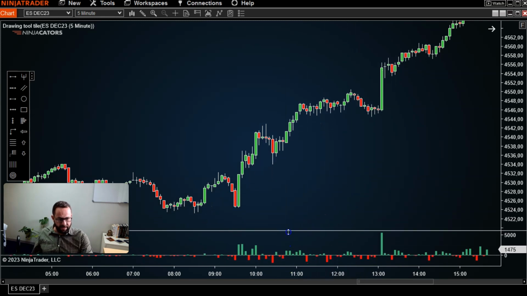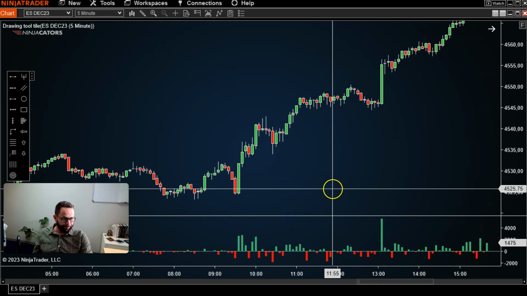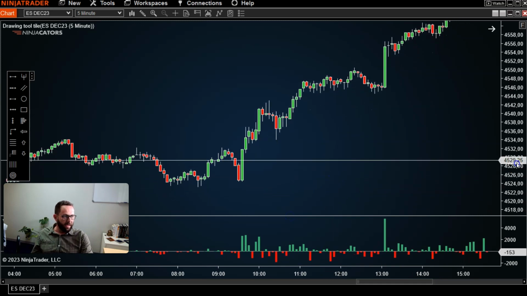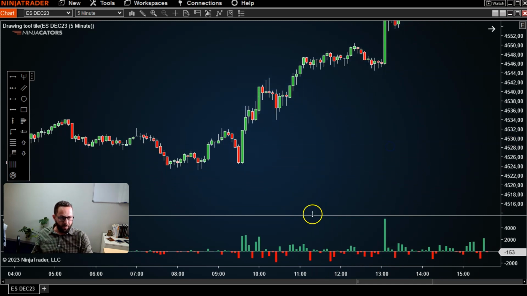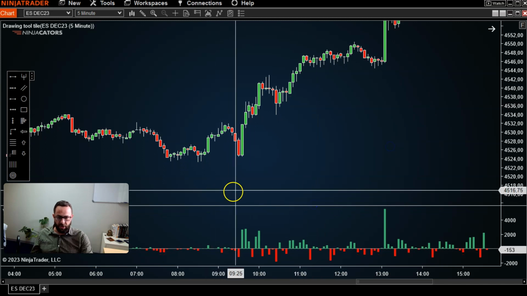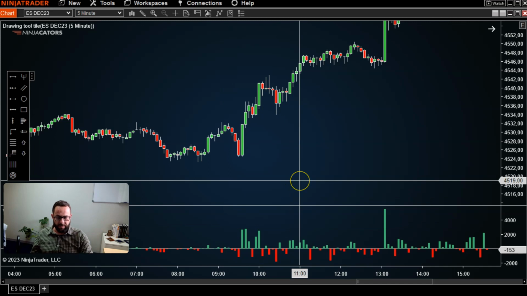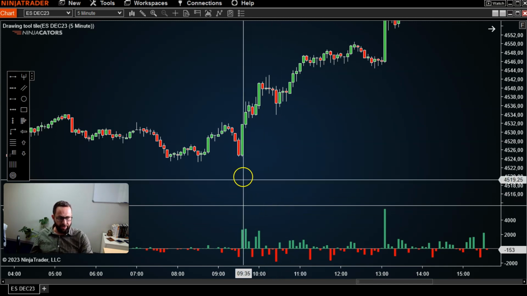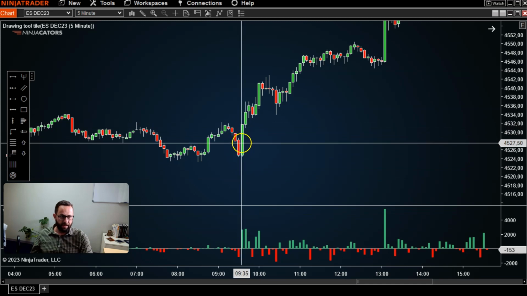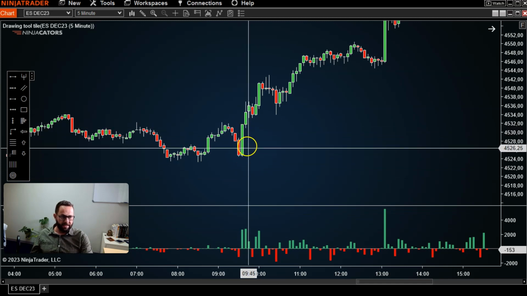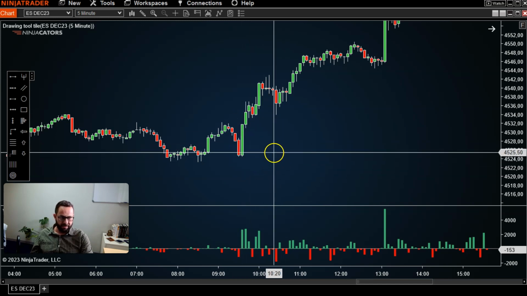One of my favorite ways to also incorporate candlestick formations with my analysis is to look at volume. I particularly like using the Ninjacators volume delta histogram, which looks at the net volume up or down for any particular candle, and it quickly displays where the buyers and sellers were in control during a candlestick formation.